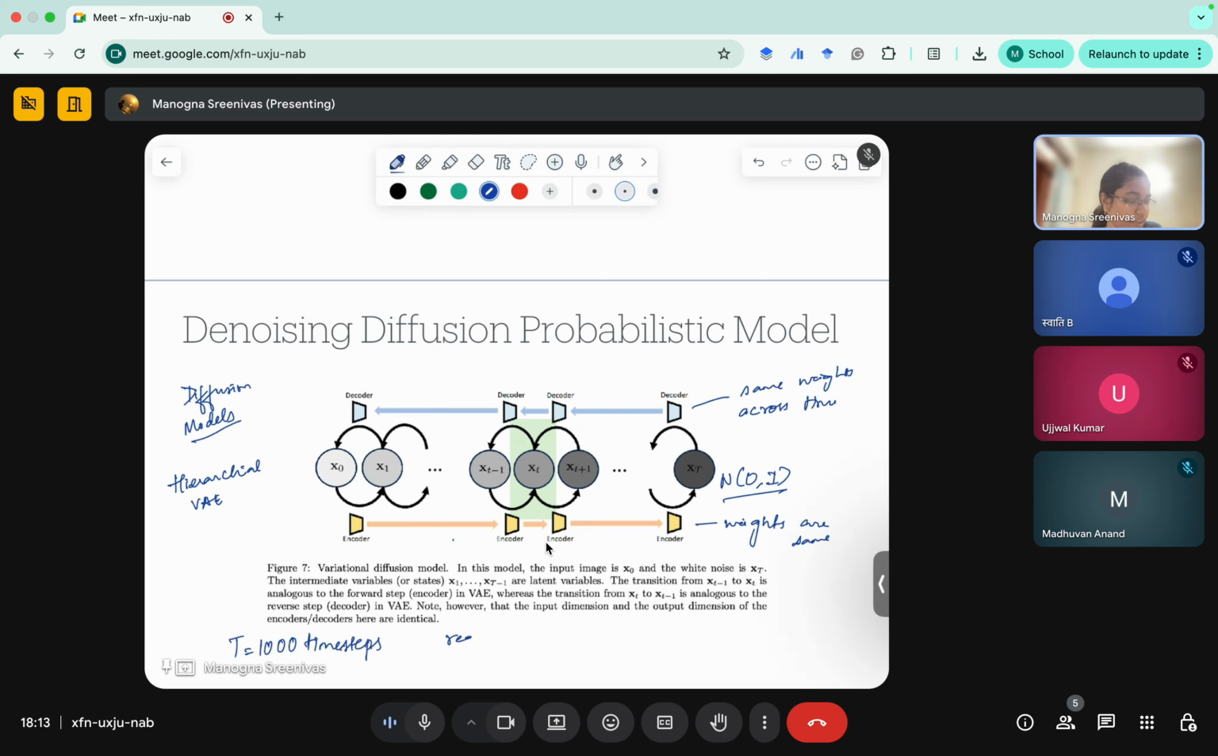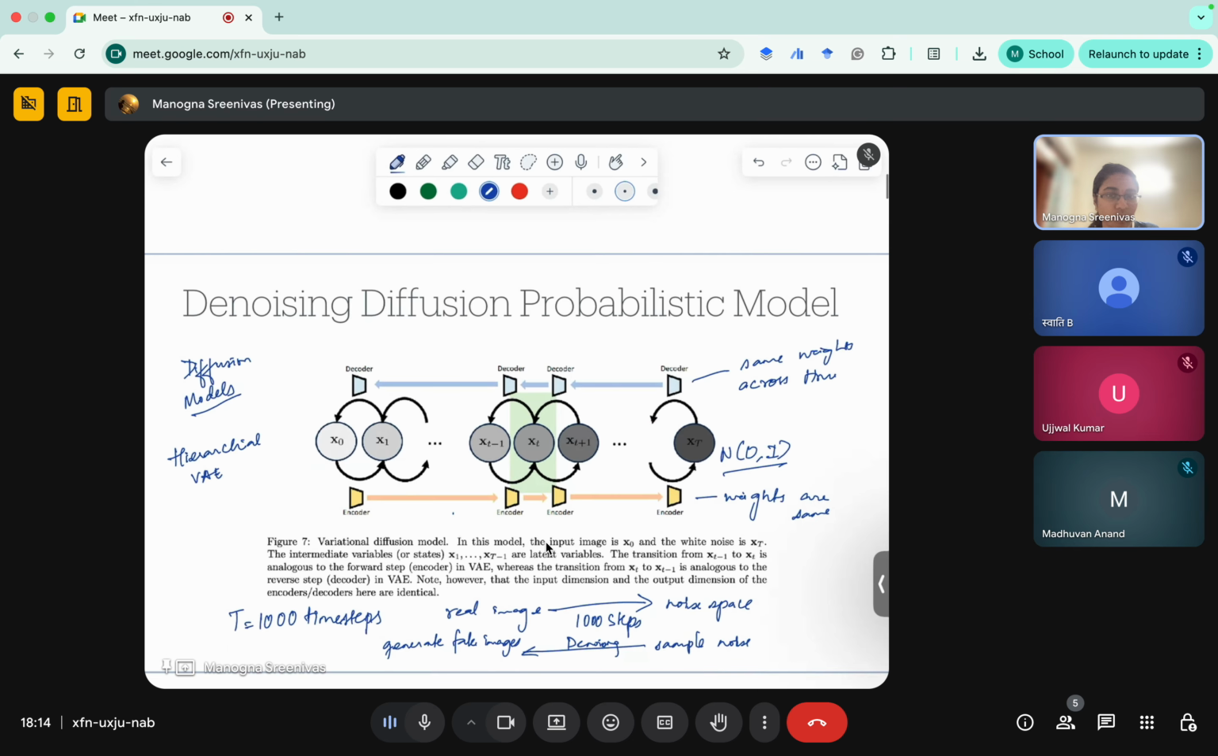So you start from a real image and go to the noise space in 1000 small steps, and then you do denoising starting from sampled noise to generate fake images. So this is the overall structure of a DDPM or diffusion model. Any doubts on this?